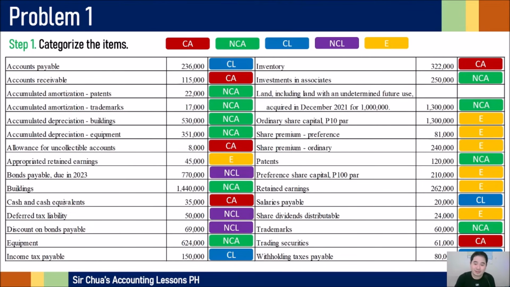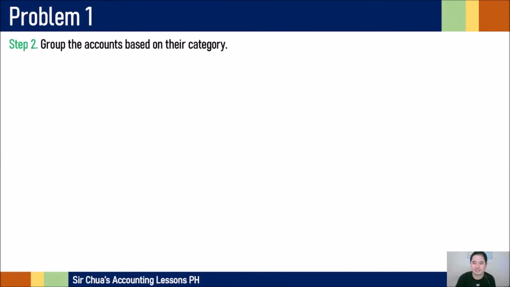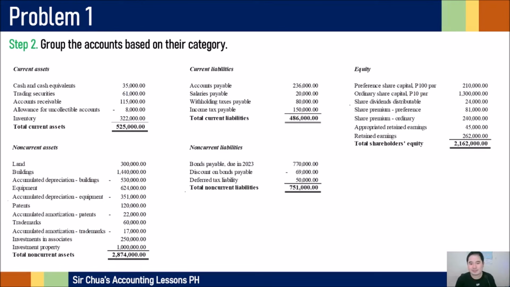Kapag na-categorize nyo na yung item, mas madali nang mag-isa-isa. So, ang gagawin nyo na next is you group the accounts based on their category. Huwag nyo munang diinan masyado yung sarili nyo na ipa-proper presentation nyo muna. Ang gawin nyo, ganito muna. Yan. Group nyo muna siya para matry nyo na agad yung amount ng current asset, non-current asset, i-total nyo. Tapos current and non-current liab, tsaka equity, i-total nyo din. So, pag nagbangga, ibig sabihin, wala na kayong problema. You just have to prepare your financial statements in good form.